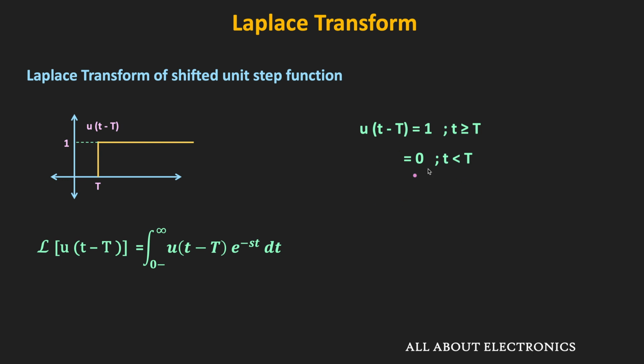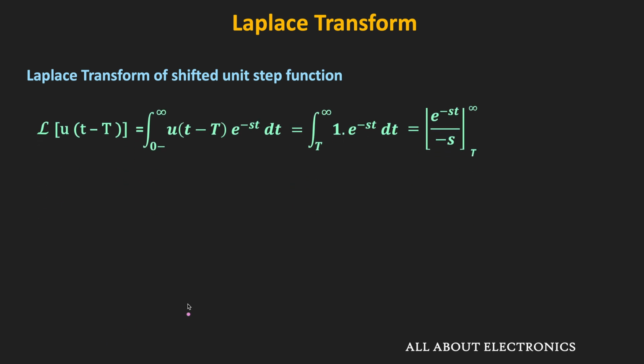Now this function is 0 when t is less than T, and beyond that this function is equal to 1. So we can write this integration as the integration from T to infinity of 1 dot e to the power minus st times dt. Once again, the integration of e to the power minus st is equal to e to the power minus st divided by minus s, and here the integration limits will be from T to infinity. Once again, if we put these limits, we can write this expression as minus 1 divided by s times e to the power minus infinity minus e to the power minus sT.